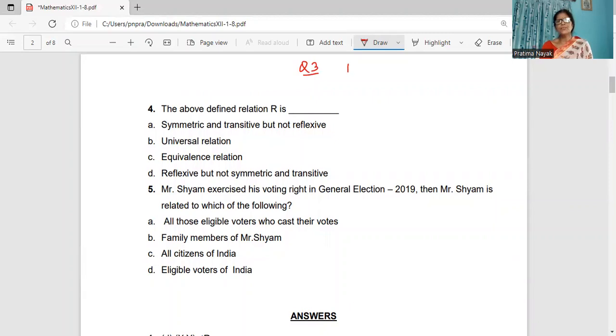Question number 3 was F1, F2, F3. They all belong to set I, that means senior citizens who are eligible for casting vote. Now, for the reflexive relation, let us see the options: axiomatic, transitive but not reflexive; universal relation; equivalence relation; reflexive but not symmetric, and transitive. Equivalence relation means it is reflexive, symmetric as well as transitive.